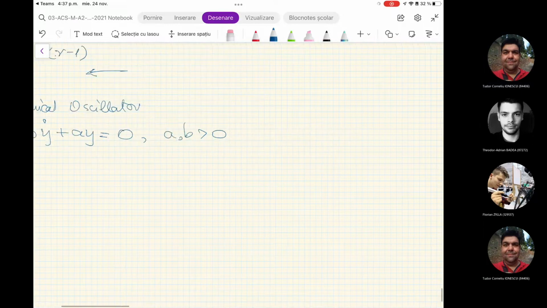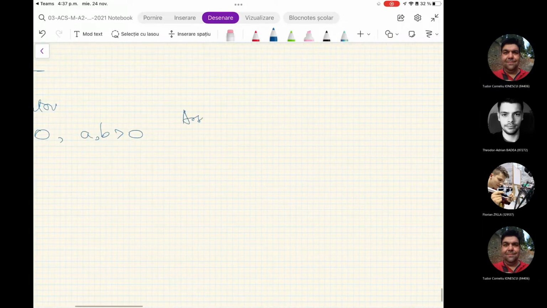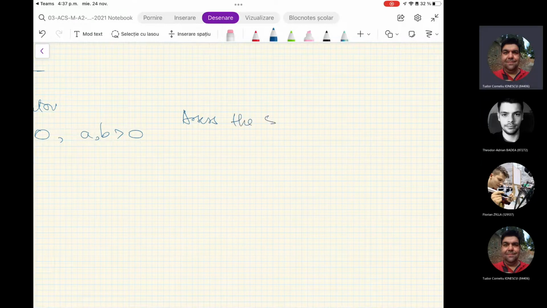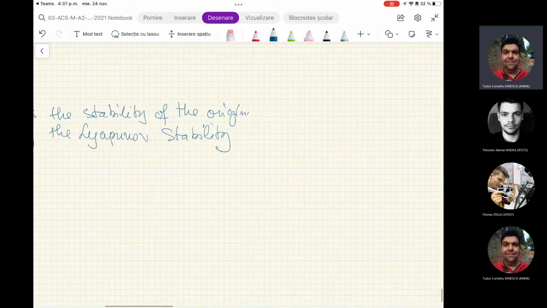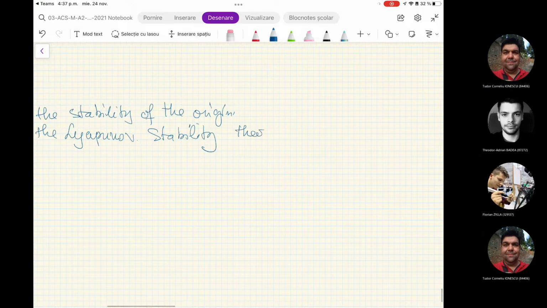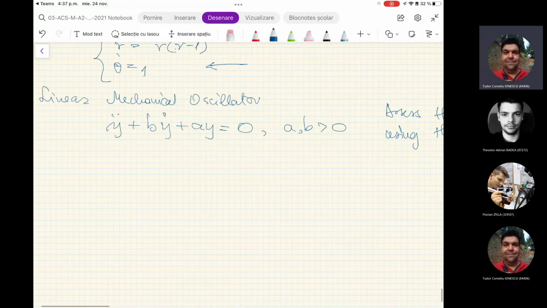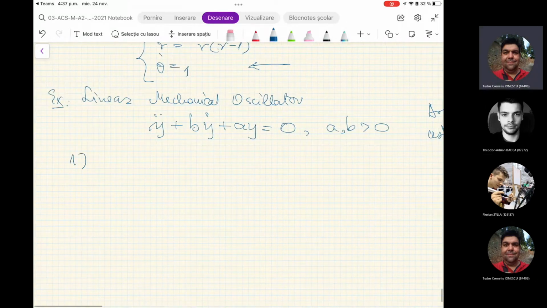Assess the stability of the origin using the Lyapunov stability theory. How do we do this? We have three options. Option number one.